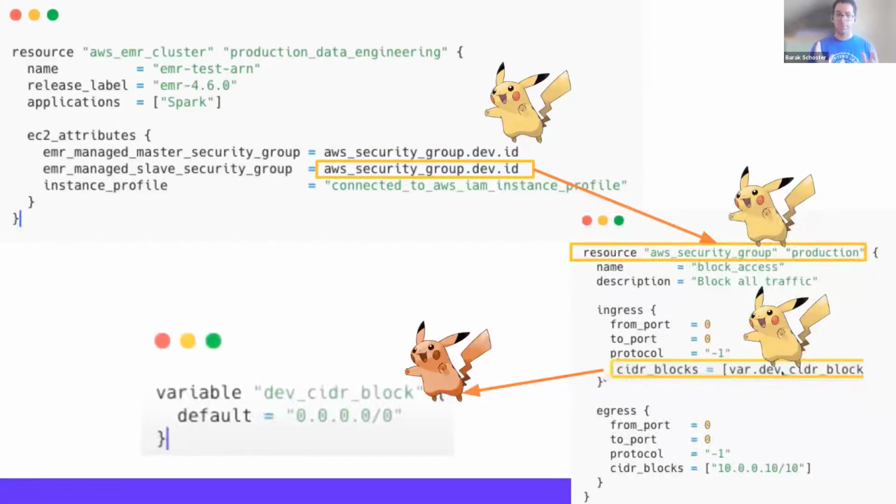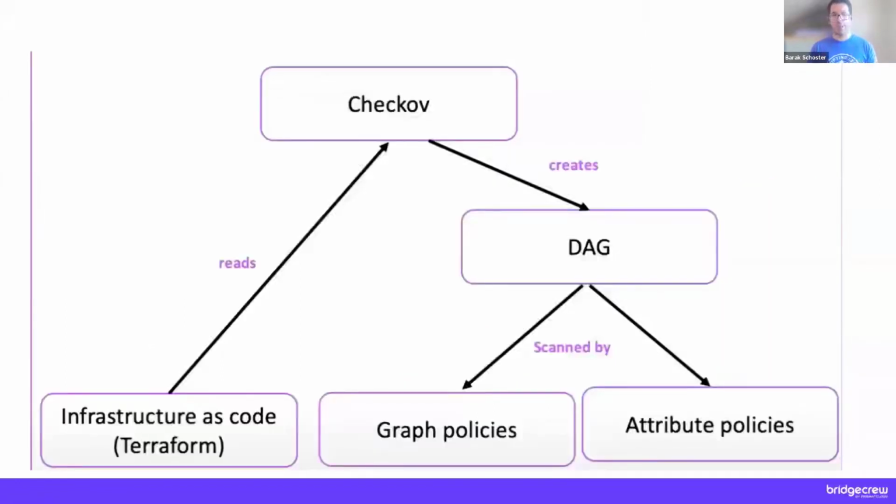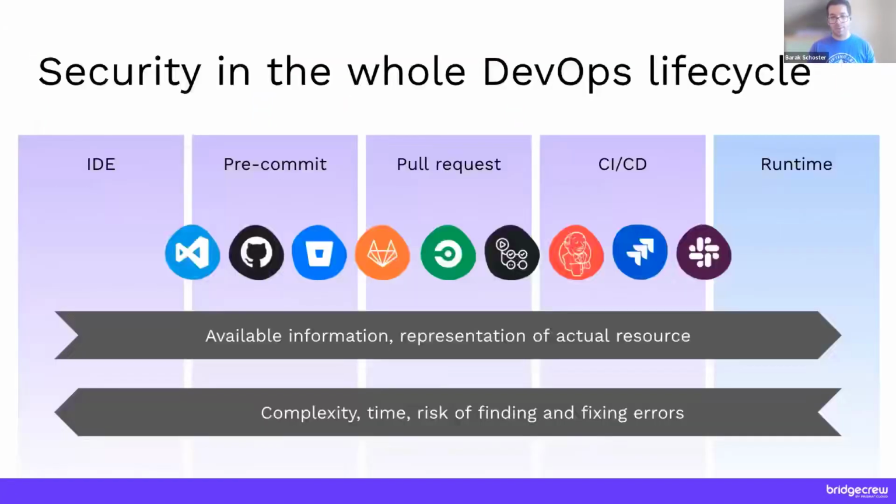So that's how graph theory works with infrastructure as code, and how it builds into Chekhov internals. When Chekhov reads infrastructure as code like Terraform or CloudFormation, it creates in-memory directed acyclic graphs. It can use two types of policies: either attribute-based policies written in Python, like we've seen at the beginning on S3 bucket versioning, or graph policies that more resemble a threat modeling process. And it lets those different policies scan the graph and gives us the results.